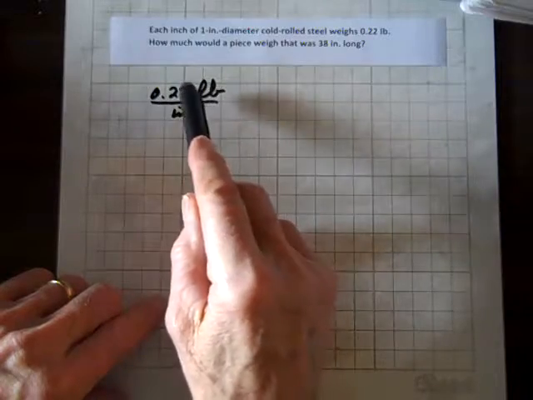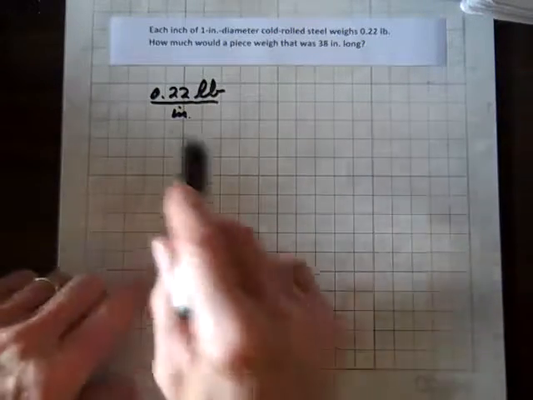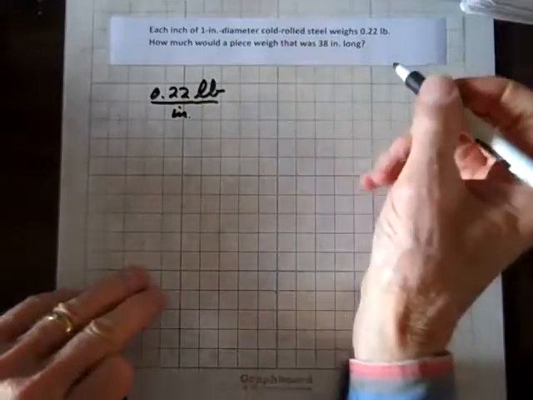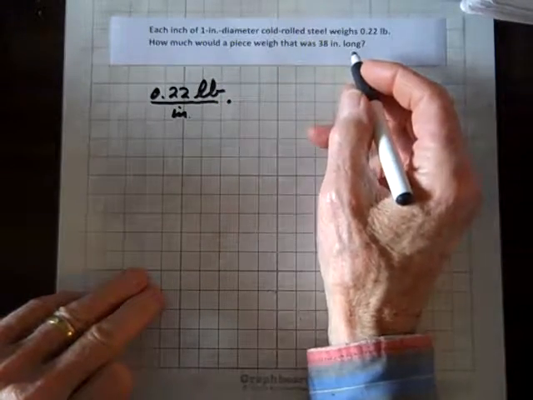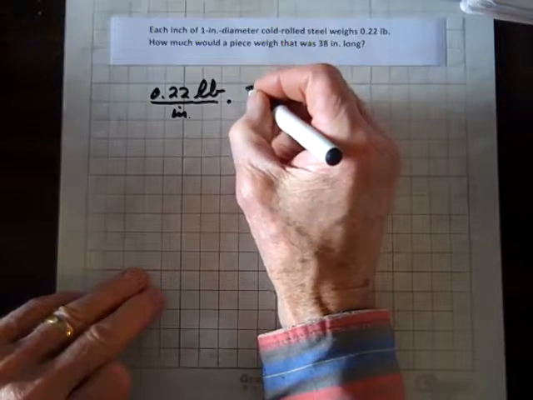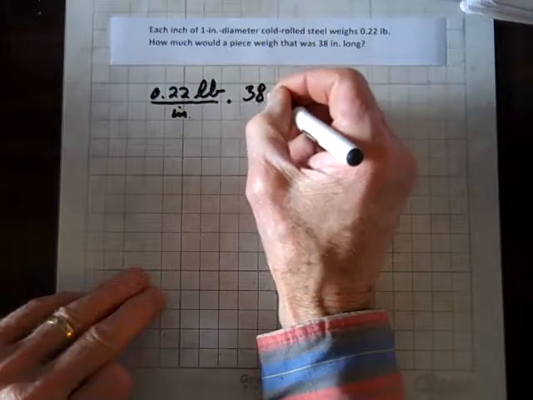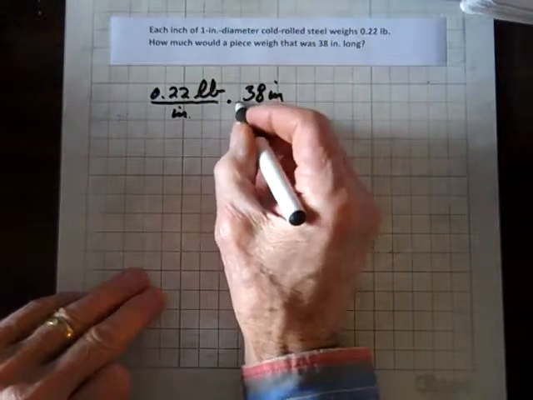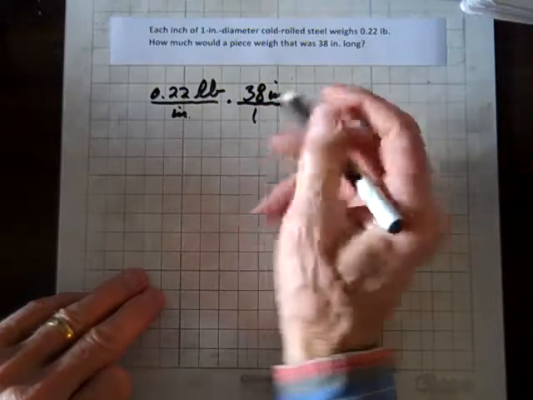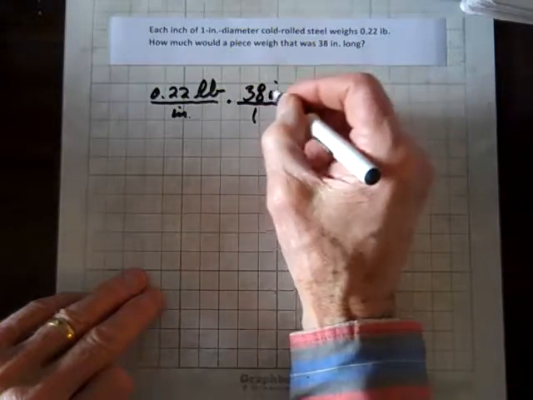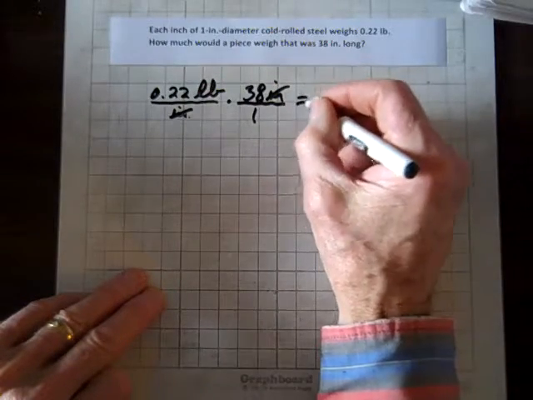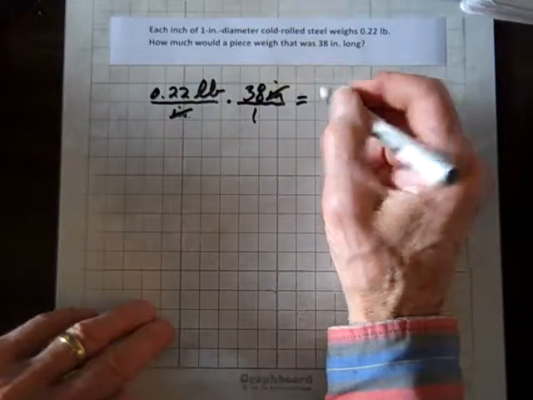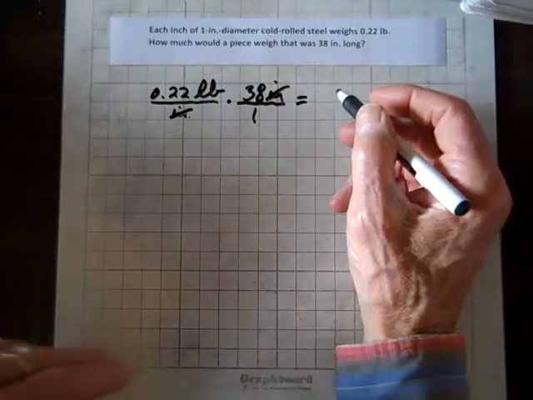So we've got 0.22 pounds per inch, and we're going to do dimensional analysis, and we'll just multiply that times 38 inches, and I'll put that over 1. And now the inches divide out, and we're just left with the units of pounds. And so now we have to multiply 0.22 times 38.